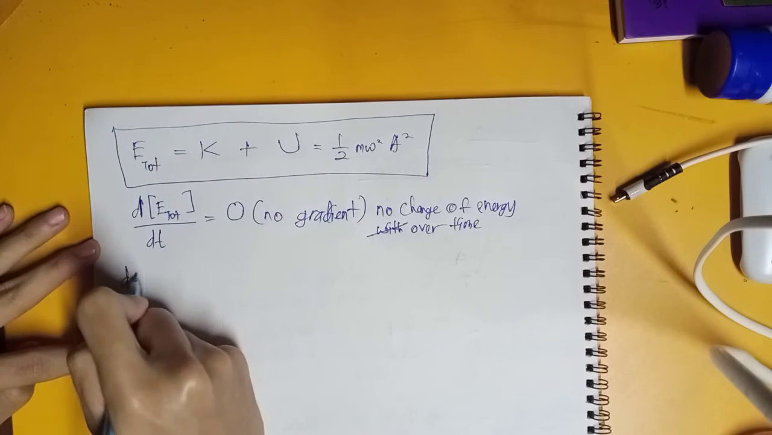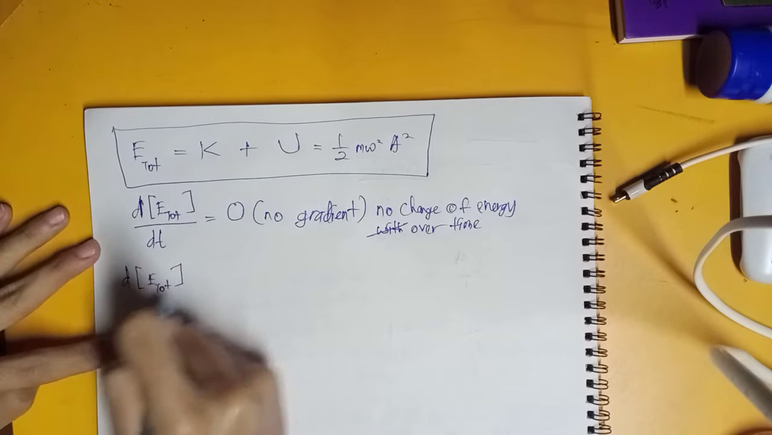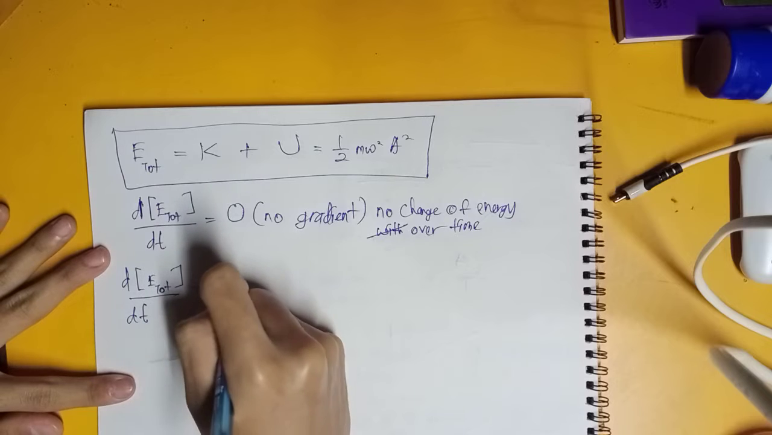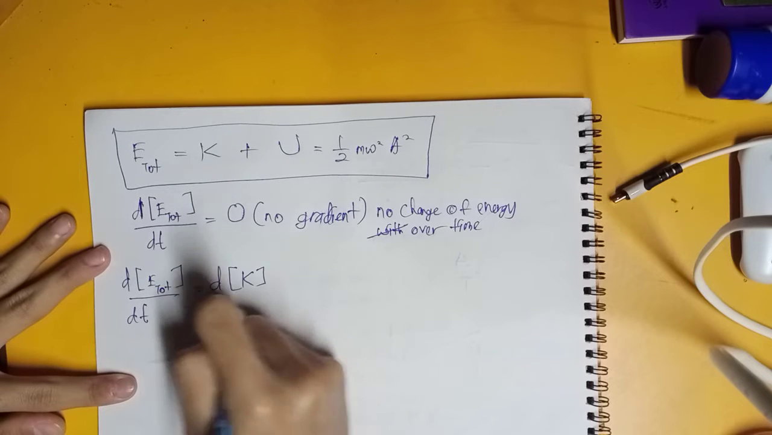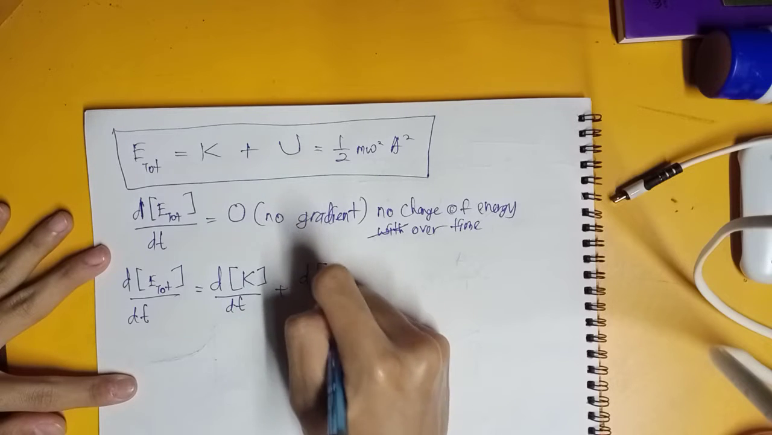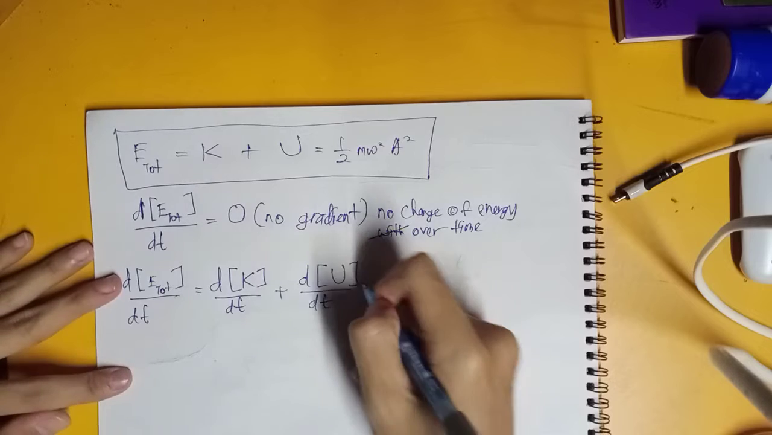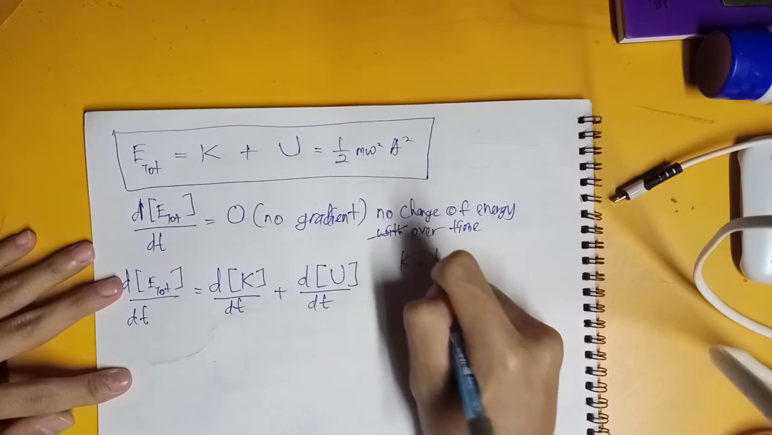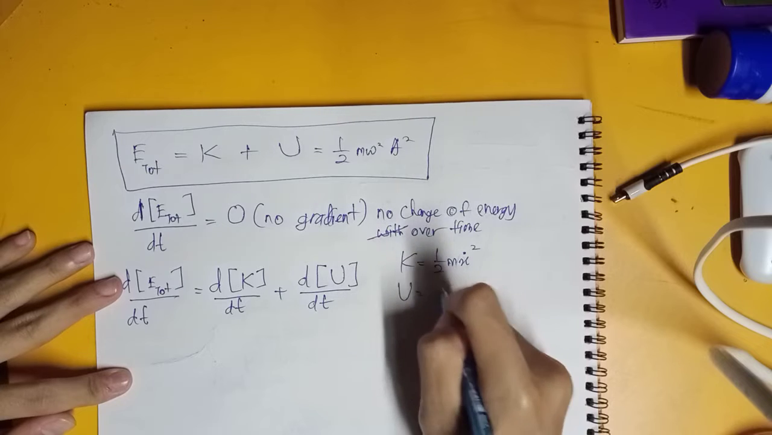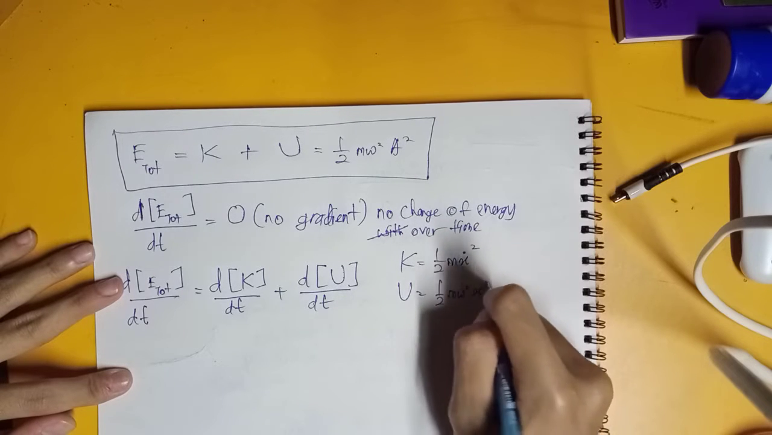Okay, now let's do some differentiation. So we know that dE total over dt is equal to the rate of change of kinetic energy plus the rate of change of potential energy over dt. Now let's break it down. We know that K is equal to 1 over 2 m x dot square, and U is equal to 1 over 2 m omega square x square.